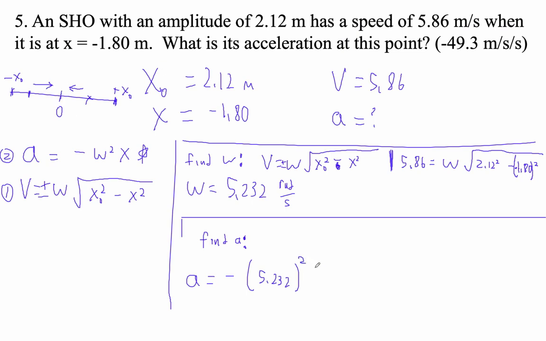So this guy squared times negative 1.80. Because I'm to the left of zero, this should be a positive acceleration, and indeed it will be. So I'm going to go: the opposite of parentheses, this guy, right parenthesis, squared, times negative 1.8. And I get 49.27.